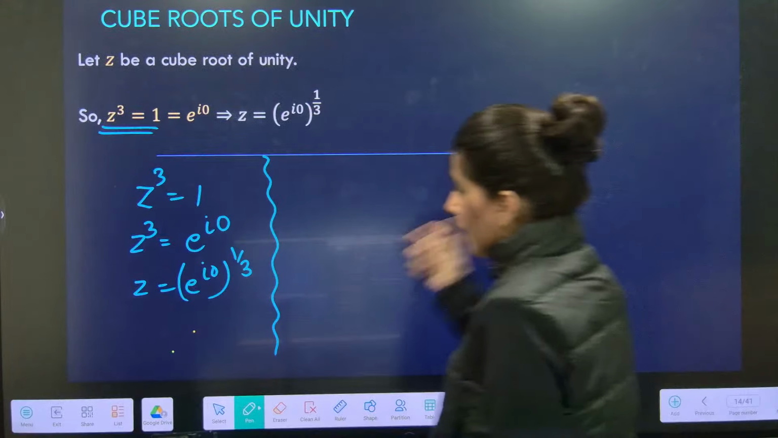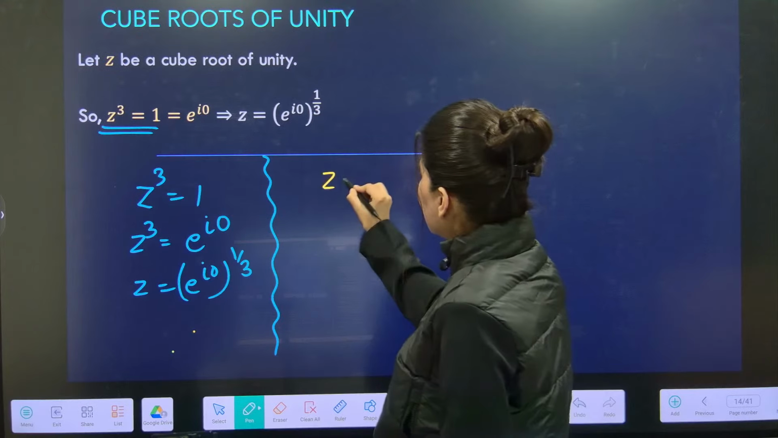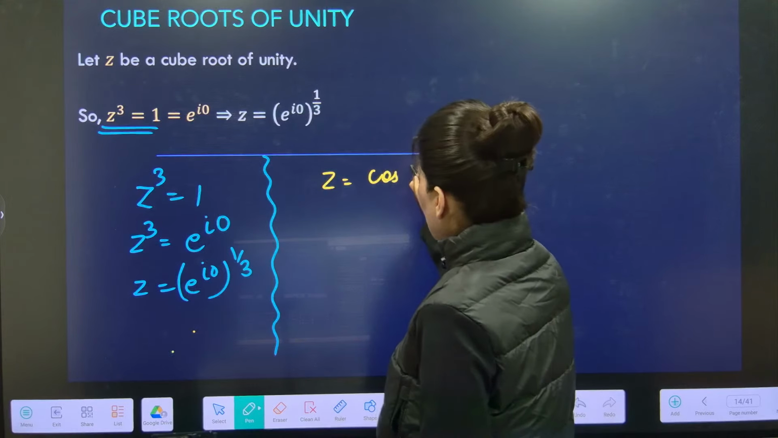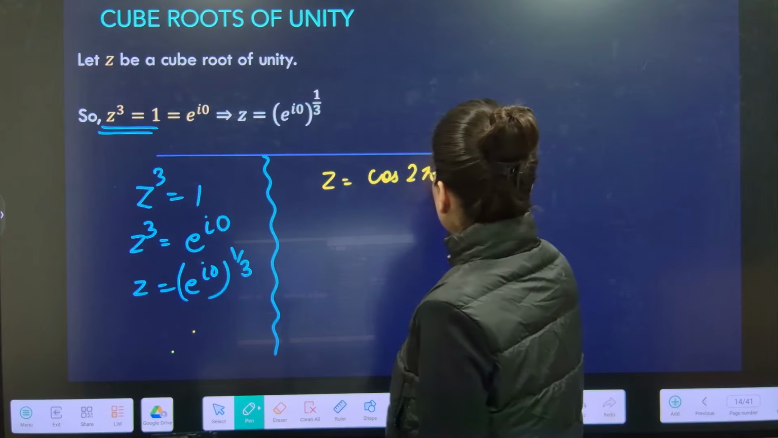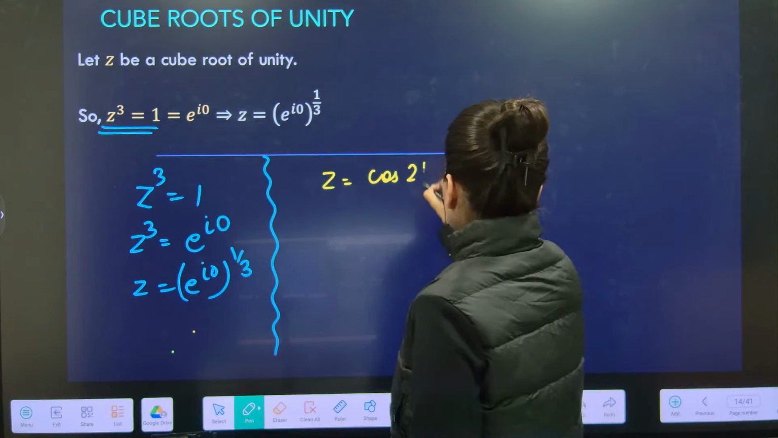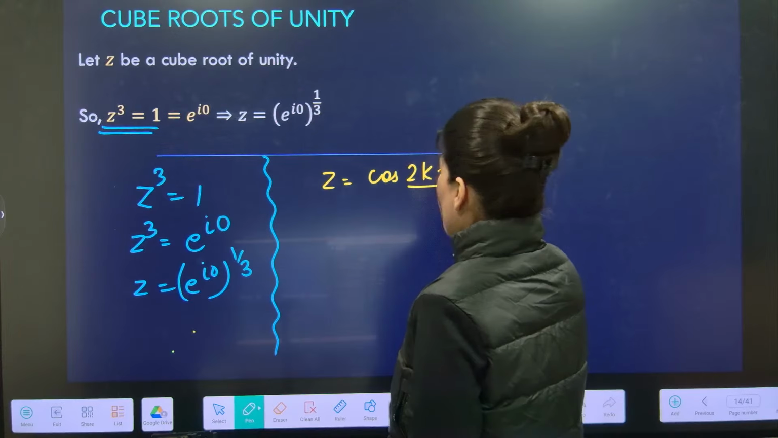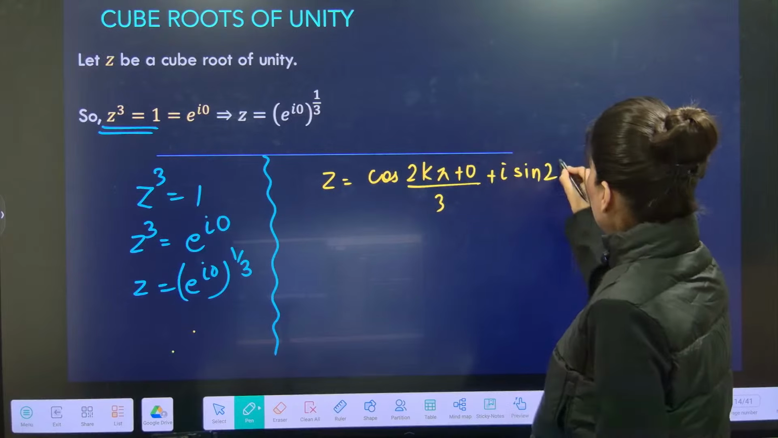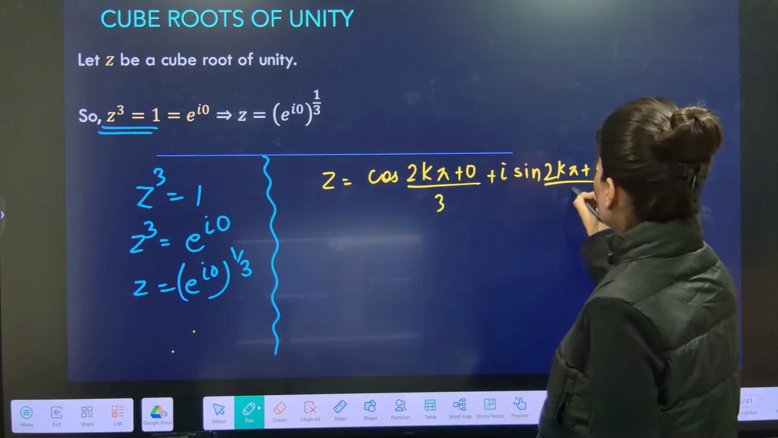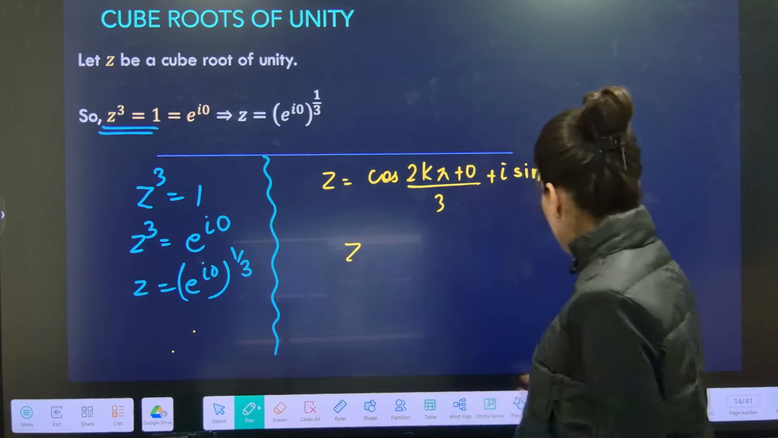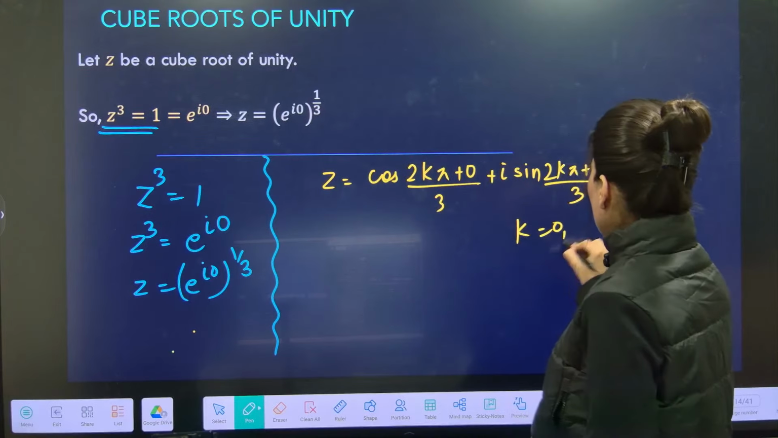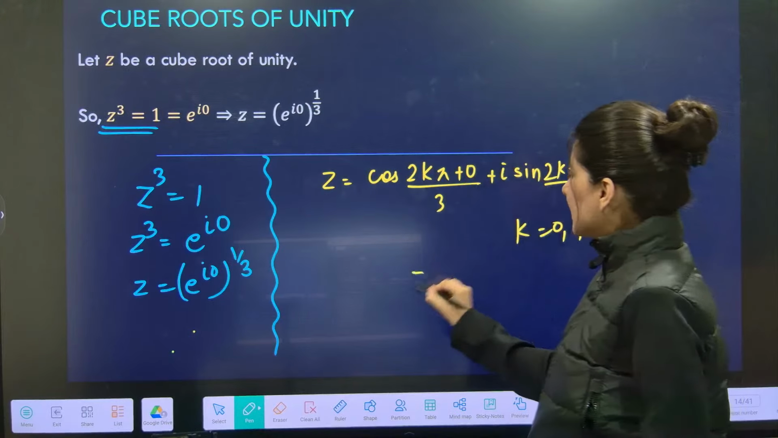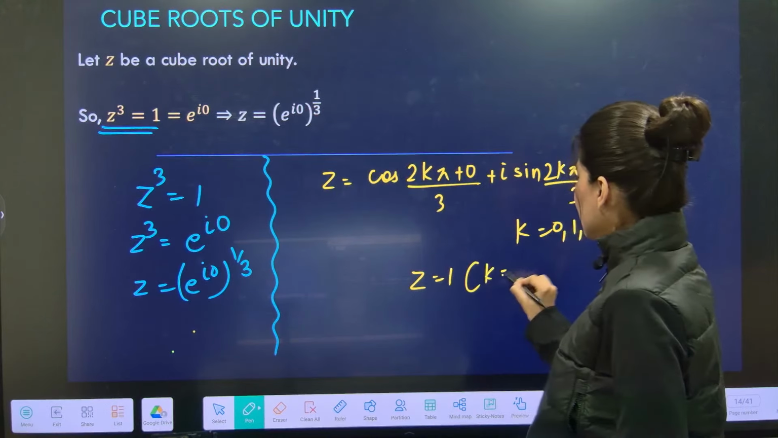All right. And now, you know what? z is equal to what? cos theta. So cos (2kπ + 0)/3 plus iota sin (2kπ + 0)/3. Okay. So now put k equal to 0, 1, 2. Correct? You put k equal to 0. So it is going to be what? z is equal to 1, if k is 0.